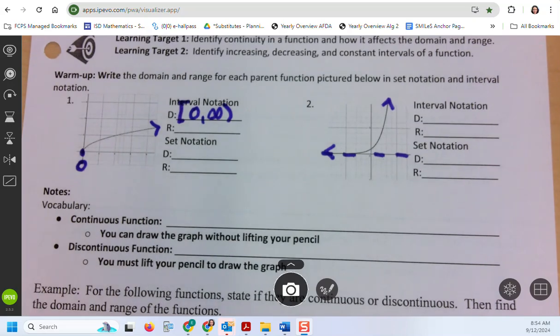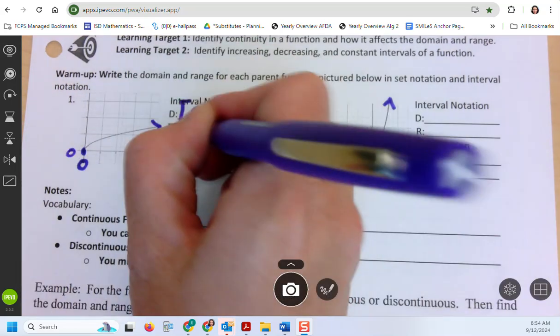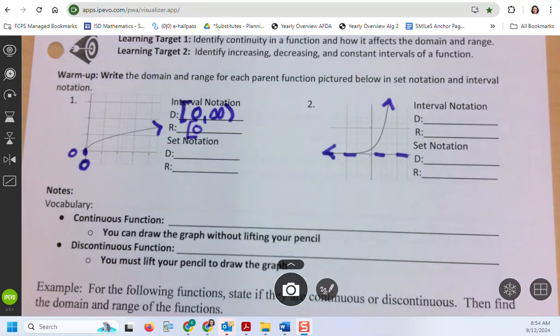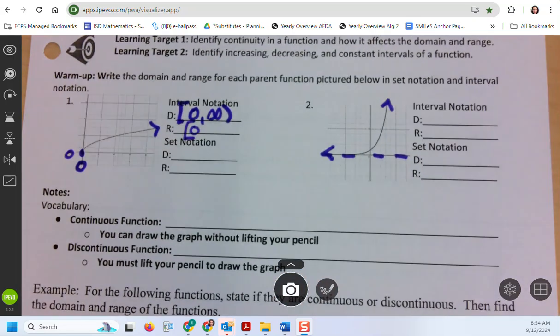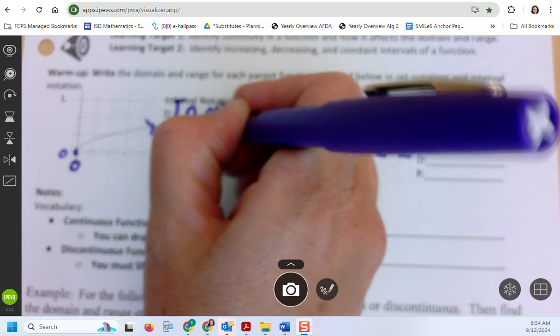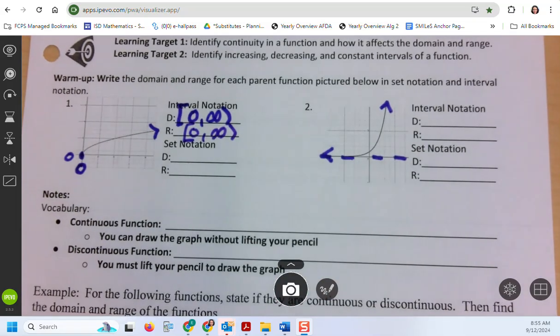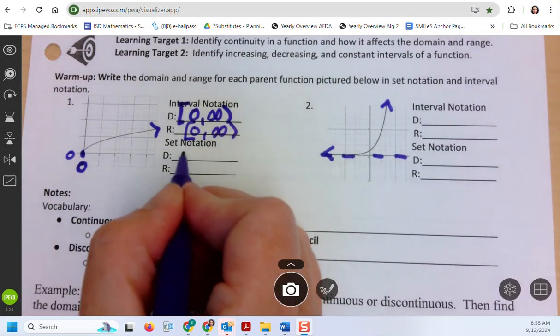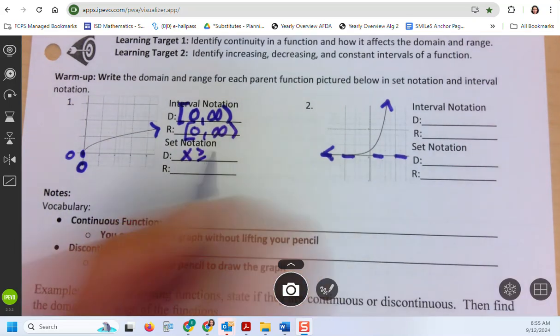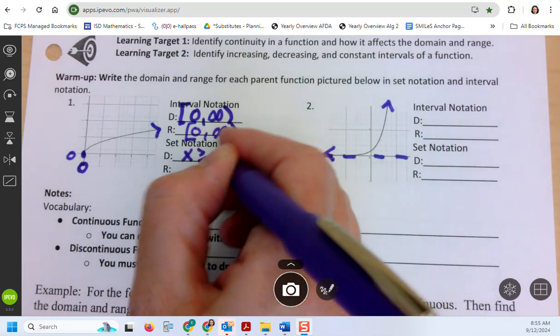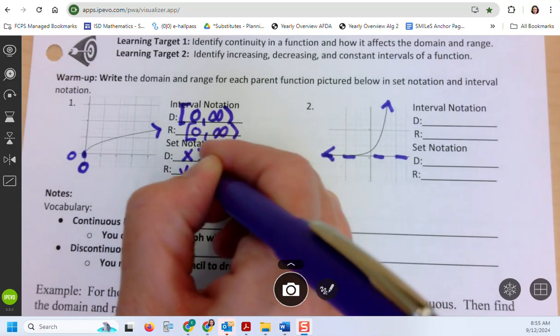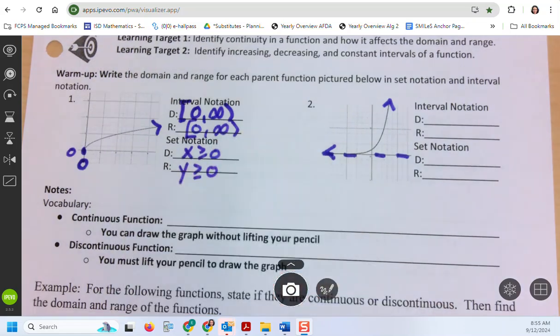All right, then your range starts at the bottom. What y value does your range start at? Also 0. Good. So the y was also 0. And in the y direction, it's going up, which is also what? Infinity. So we ended up with the same domain and range. In set notation, your x is going to be greater than or equal to what number? 0. And then for the range, just change your x to a y. Y is greater than or equal to 0.